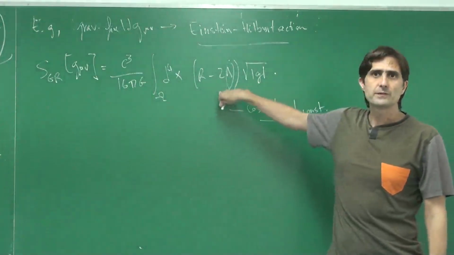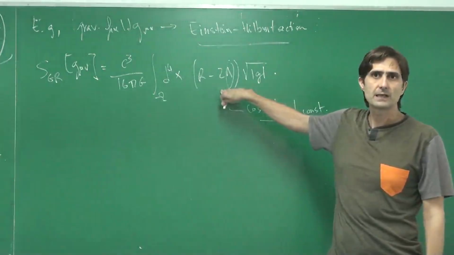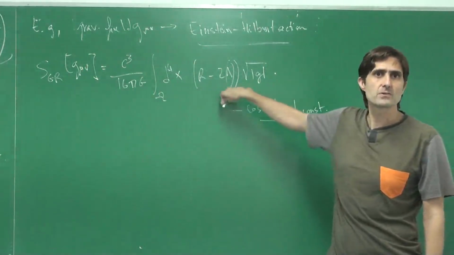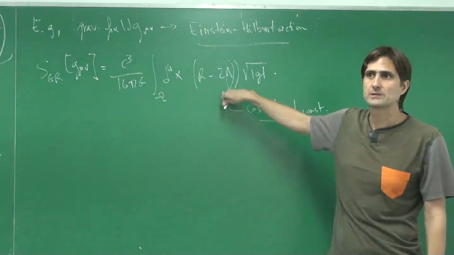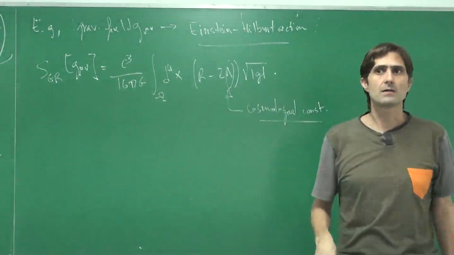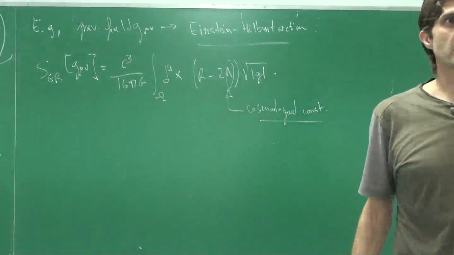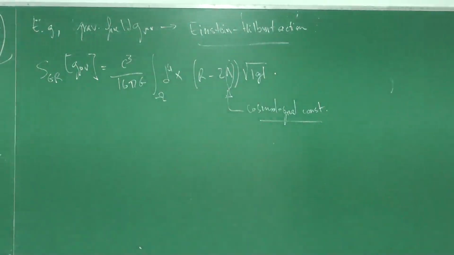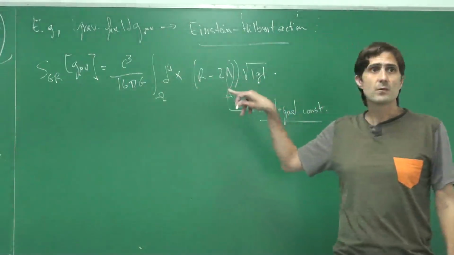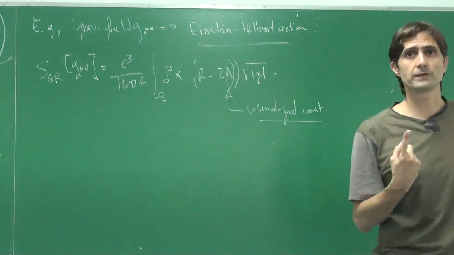How many derivatives of the field have we got in this Lagrangian? So what's the highest order of the derivatives that we have in this Lagrangian? 2. Okay, this R, the Ricci scalar, contains up to second order derivatives in the metric. Now you can rewrite this in a way that it only contains first order derivatives.